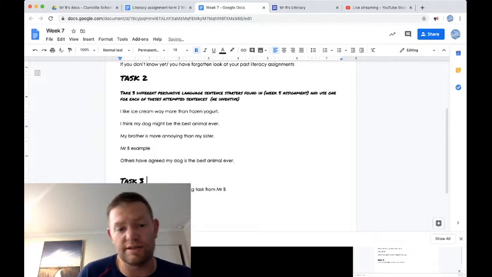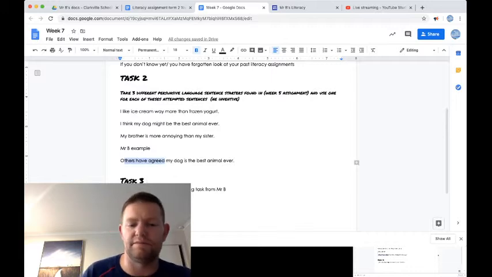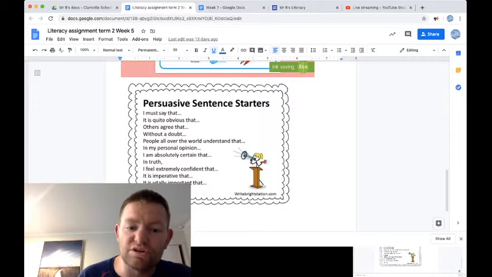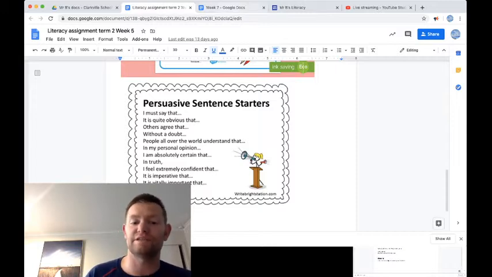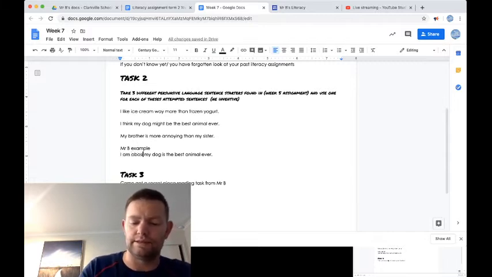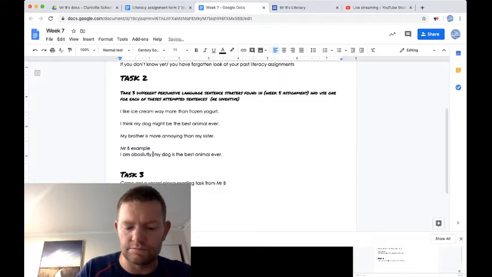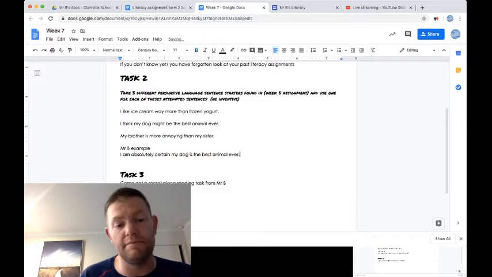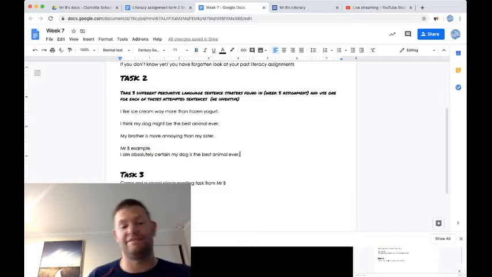That's a stronger statement than this one here. I don't actually like that much though, so I might get rid of it. Try another one. Here we go. I am absolutely certain that my dog is the best animal ever. That's better. Now, I have spelled absolutely wrong. I knew it as soon as I'd written it, but anyhow, much stronger piece of writing.